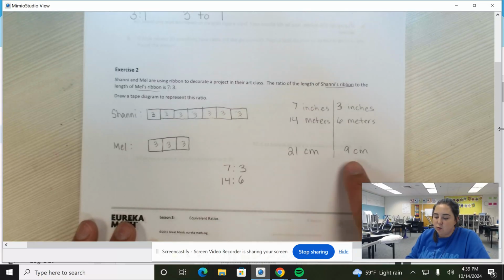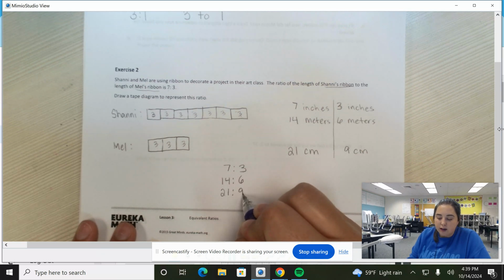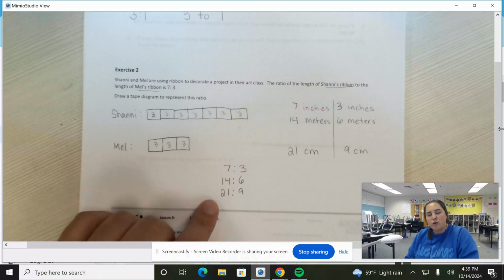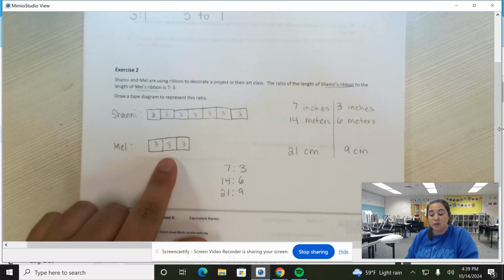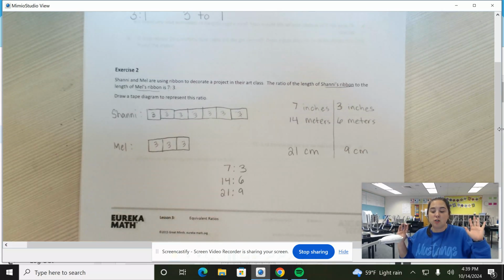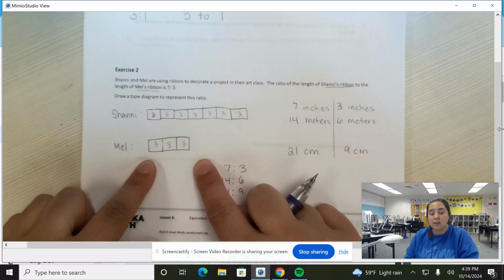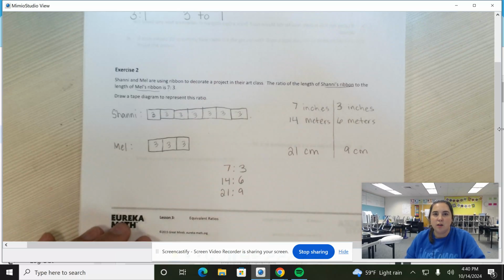And 21 to 9, 21 to 9. In ratios, we don't have a unit. Do you notice anything about the ratios that we wrote here? There's something that we call equivalent, because you'll notice that picture never changed. The length of the ribbon here was always shown as the same. I never added more pieces. All that changed was the unit. So all of these are equivalent ratios.